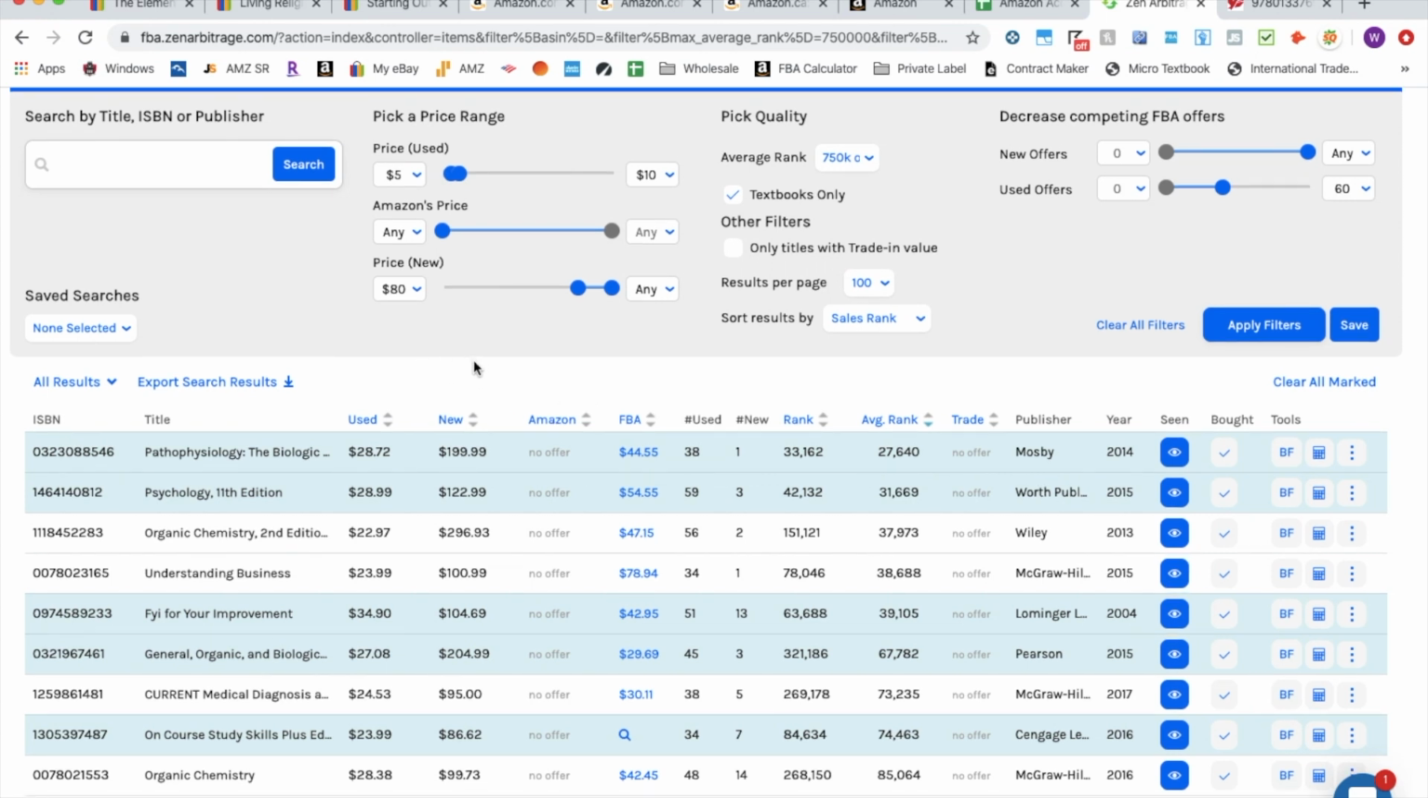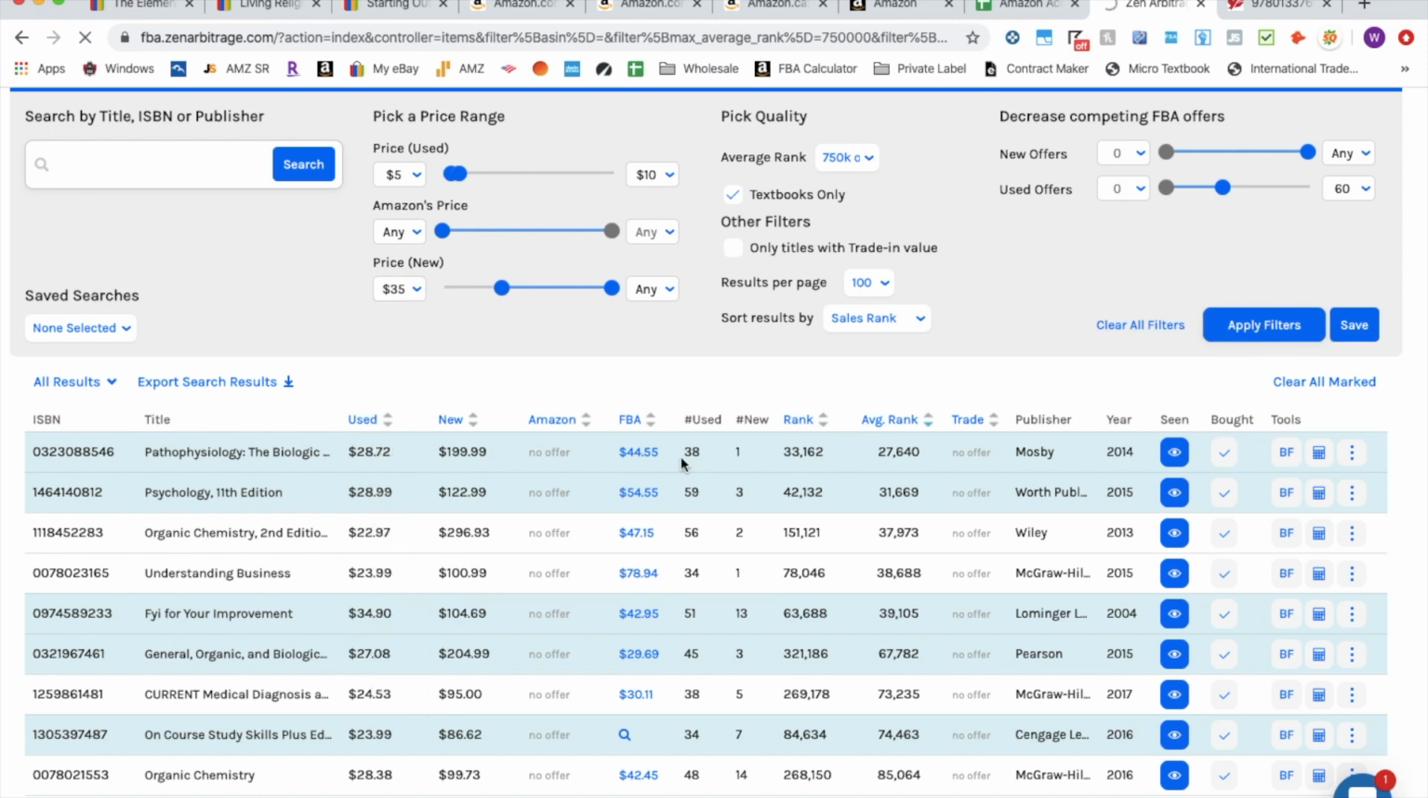Because then even if you buy one that doesn't end up being great, you're only out the $20 versus if you're going for those $50, $60 books, those hurt a lot more. In this $5 to $10 range, there's a lot more competition, a lot less room for profit margin. So we're going to go 5, 10, then we're going to look for a new price of, let's say, 35.